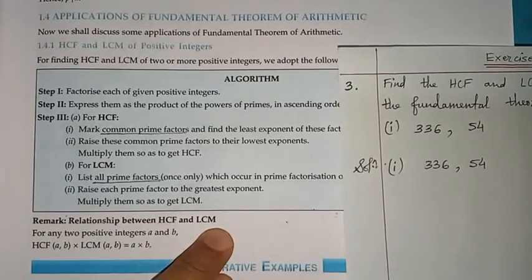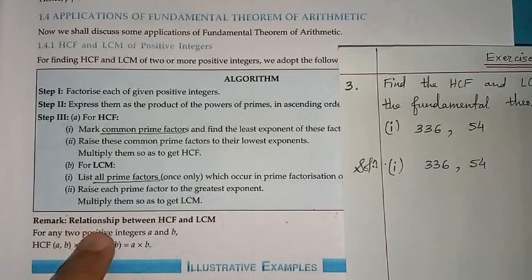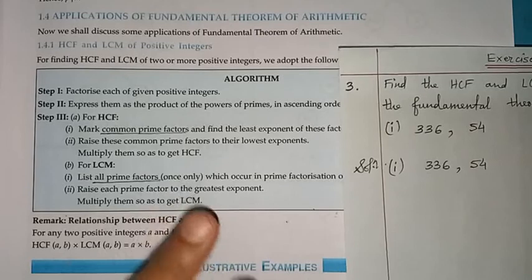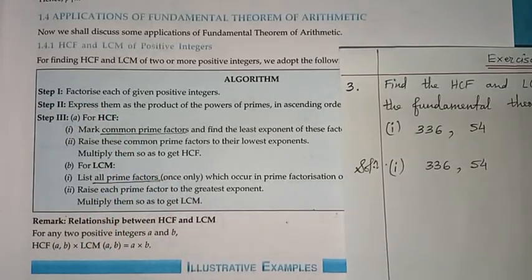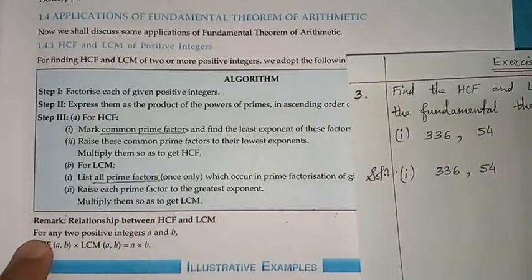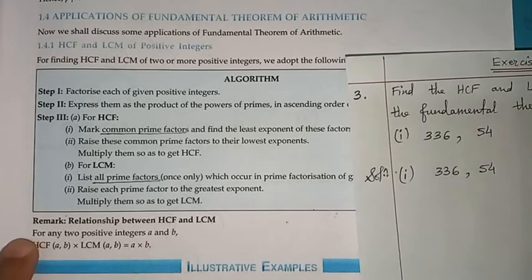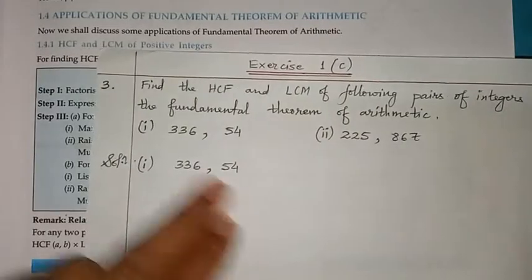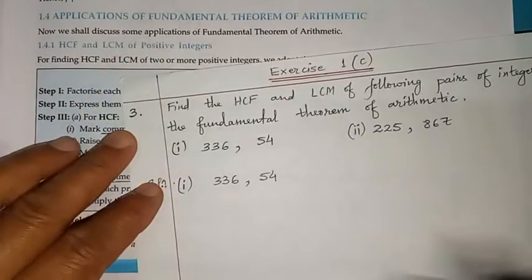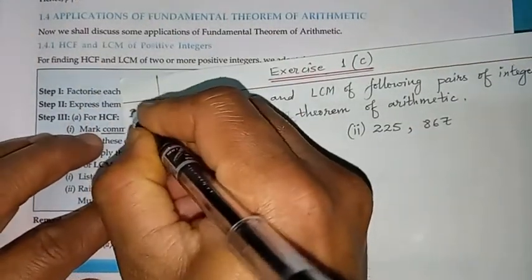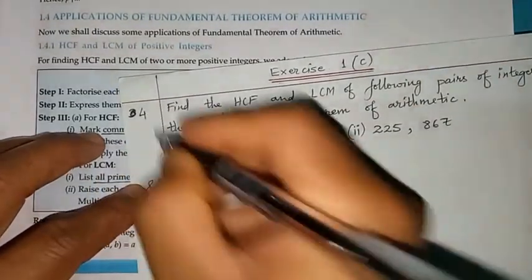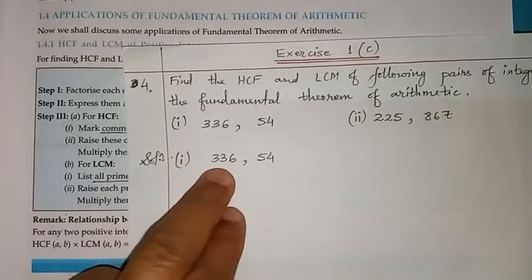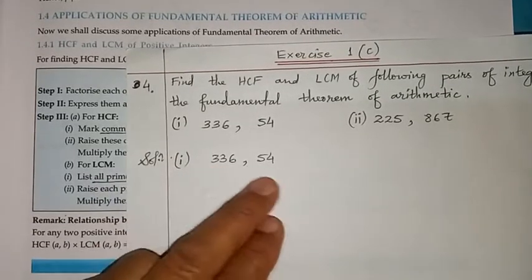So after having explained HCF and LCM, let us see this last part, the remark on the relationship between HCF and LCM. Here they have given you the relationship between HCF and LCM of any two given positive integers. Let us read this. For any two positive integers a and b, like this 336 and 54 in question number 4.1, the two given positive integers are 336 and 54. So these are like a and b.